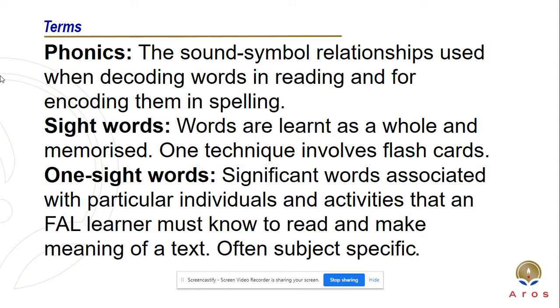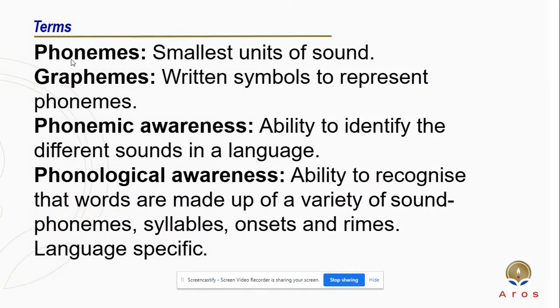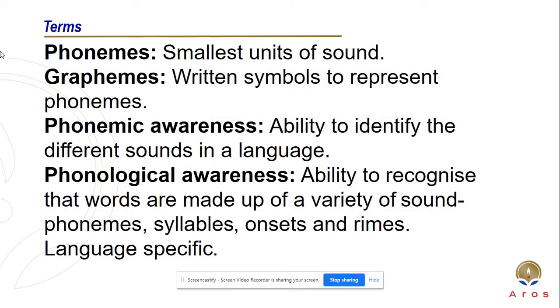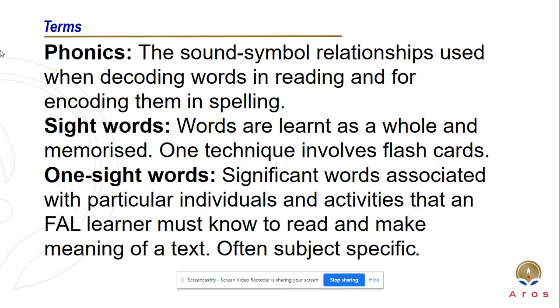The next term we look at is phonics, to do with the relationship between phonemes. Remember, phonemes, if you look back at the previous slide, is the name for the smallest units of sound. Phonics is the relationship between these sounds and the words that they form. You use them when you decode words in reading and when you encode words in writing, or in spelling them specifically. Then we have sight words.